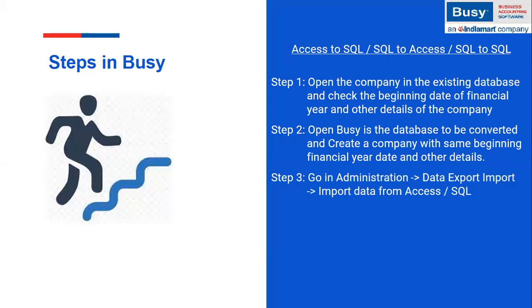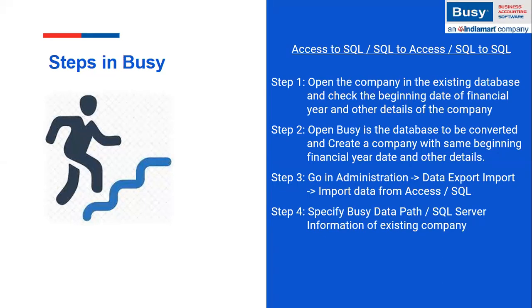Number three. In the new company, you have to go to Administration, Data Export/Import from Access. If you are converting your data from Access to SQL or SQL to Access, you have these options in data export/import, and you can use them. You have to specify the data path. If you are converting your data from Access to SQL, then you have to specify the data path. And if you are converting your data from SQL to Access, then you have to specify SQL information in the existing company.